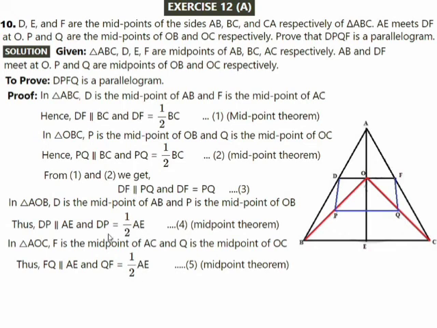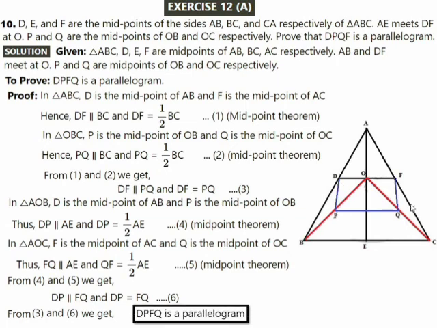These two are the same, so DP must be equal to QF, and DP is parallel to AE and FQ is also parallel to AE, so DP is parallel to FQ. Combining 4 and 5 we get this. DP is parallel to FQ and they are also equal. DF is parallel to PQ and they are also equal from equation 3. So using equations 3 and 6 we say that this is a parallelogram. With this we close for the day. Thank you very much.